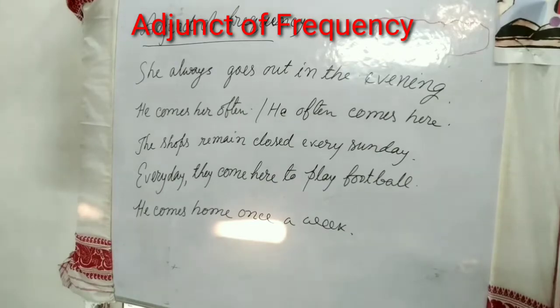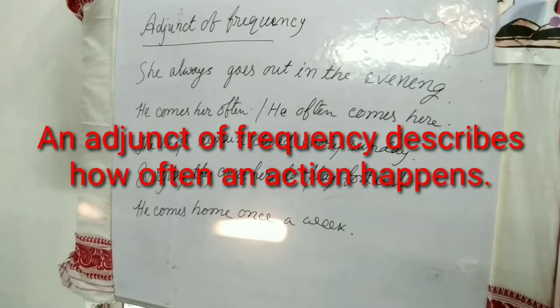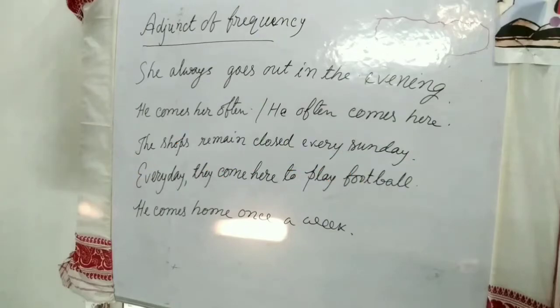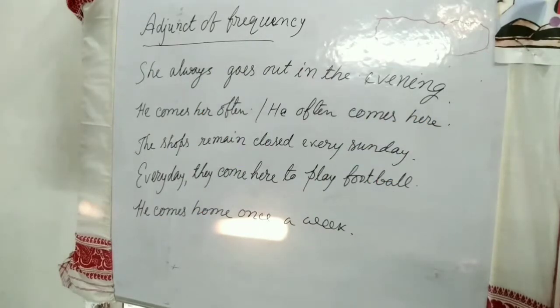Now we come to adverbs of frequency or adjuncts of frequency. Adjuncts of frequency describe how often an action happens. Generally used adverbs of frequency are always, every day, usually, normally, often, sometimes, rarely, never. Sometimes we may say every Sunday, every morning, once a week.